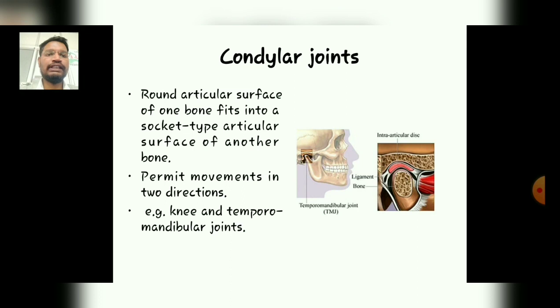movements in two directions. For example, the condylar joints involve the knee joint, in which there is a tibiofemoral joint, and the temporomandibular joint, which involves the articulation of the condylar areas of the bone.